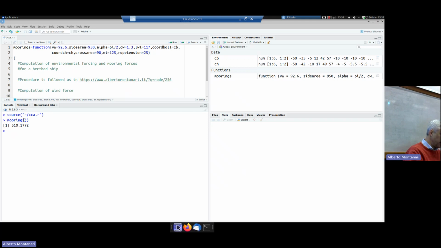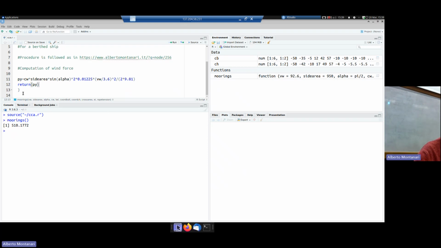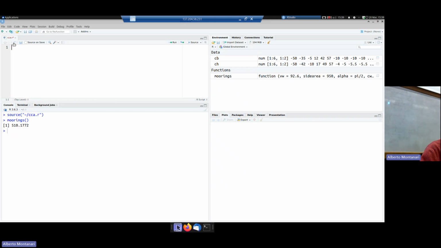Let me say one thing. We are here using a code that is already written. I did it step by step, but I could do it in 1 second. Let me cancel the function. Let me delete it, okay? Let me start from scratch.